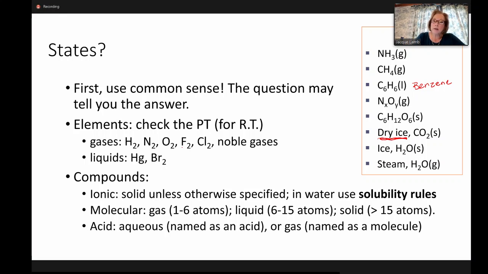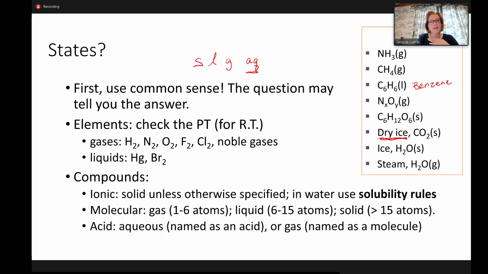When you're looking at compounds, if it's ionic, then it's going to be a solid. The exception is if it's listed as aqueous. The states we have as possible are solid, liquid, gas, and aqueous. Aqueous means dissolved in water. So if it's an ionic solid, it's going to be listed as S. If it is listed as a solution, it would be aqueous, dissolved in water. We're going to talk about solubility rules in a little bit.